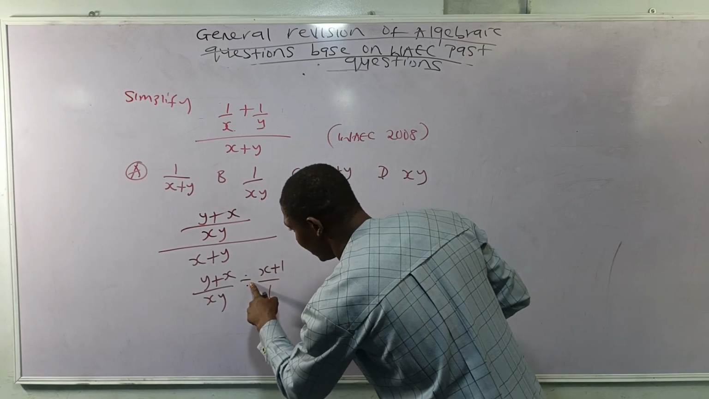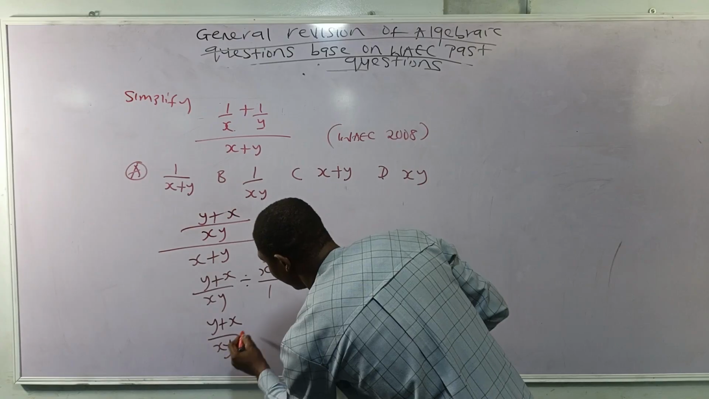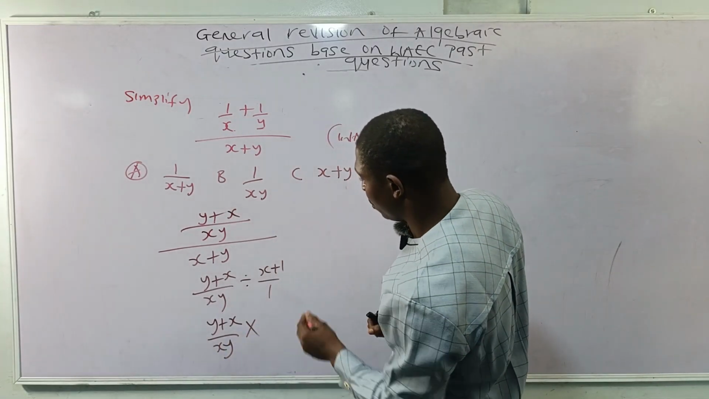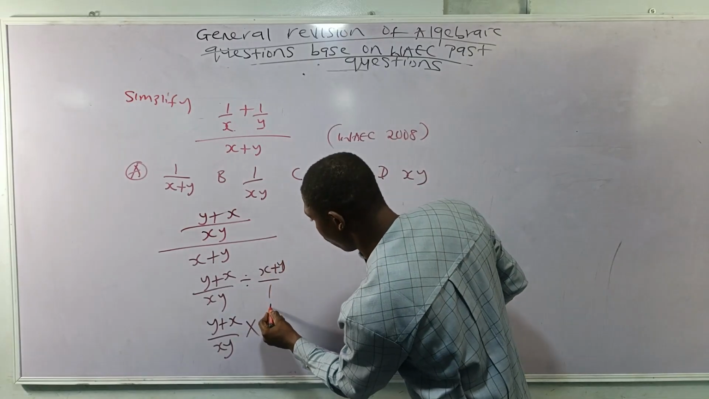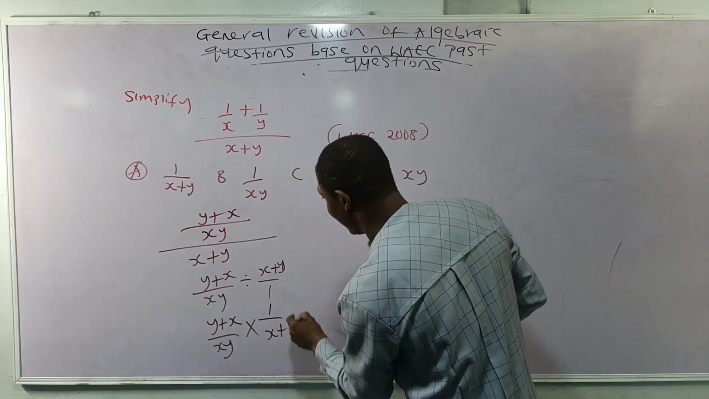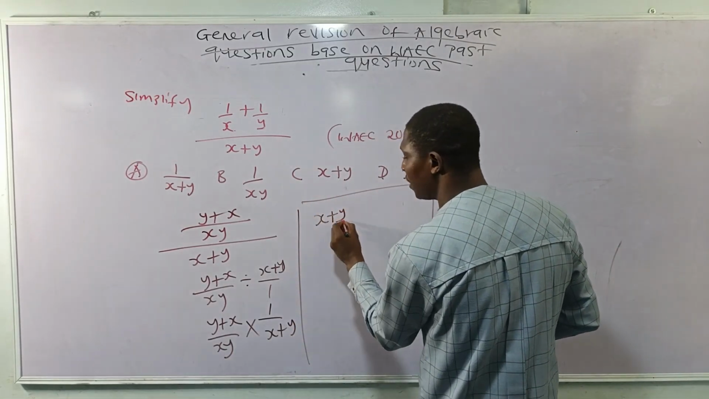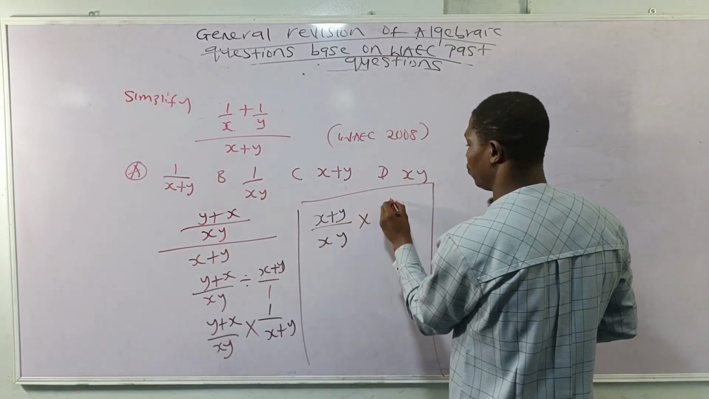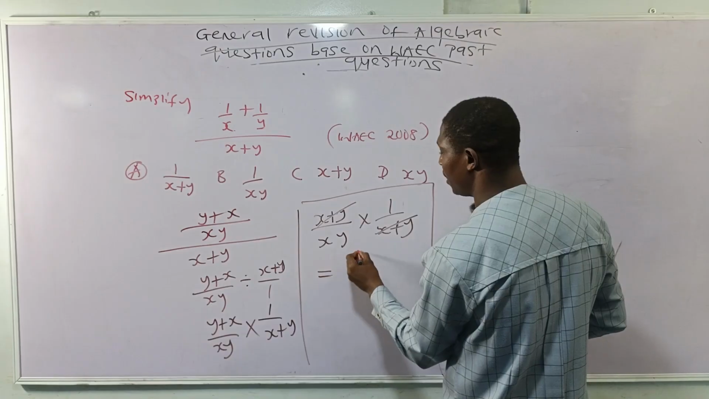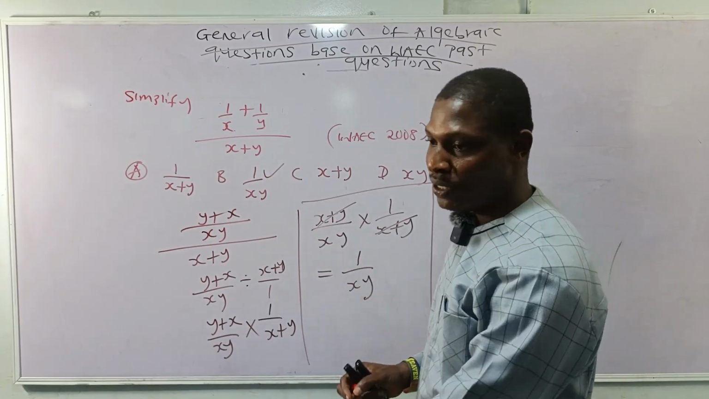If I change this to times, I'll have y plus x all over xy times, these two interchange, to give me 1 all over x plus y. y plus x and x plus y, they are the same, or you simply rearrange if you choose to. This is x plus y all over xy times 1 all over x plus y. This can cancel this, and my final answer becomes 1 over xy, which corresponds to option B.